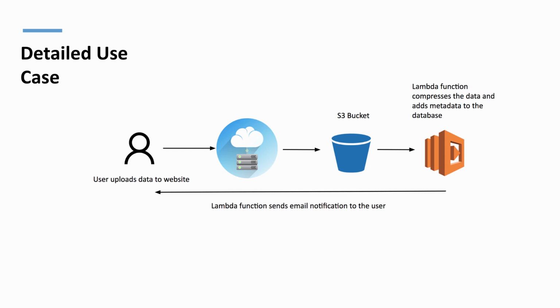In this case, once the data is stored in the bucket, it's going to trigger a Lambda function to compress the data and add some metadata to the database. And finally, that Lambda function is going to send an email notification to the user. So I just want to give you an idea of what a typical workflow would look like and how you can use S3 programmatically to put it into a workflow with other cloud components. This really illustrates the flexibility of S3.